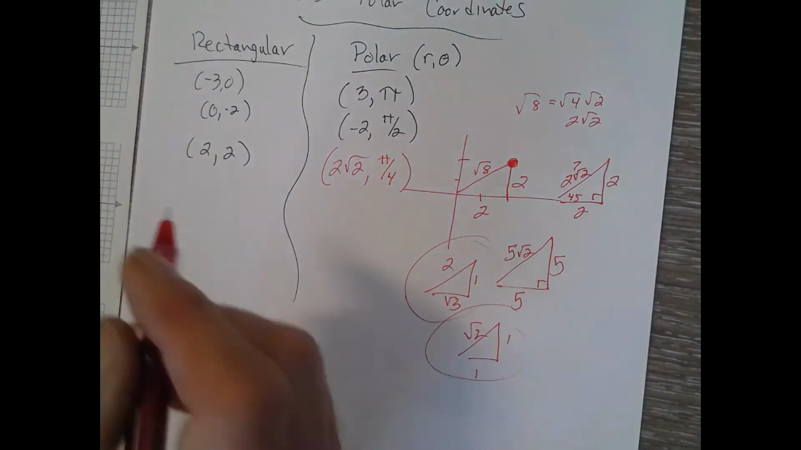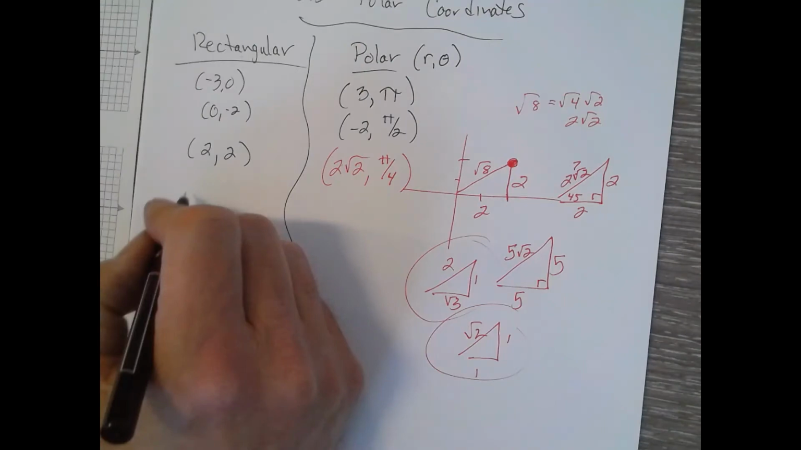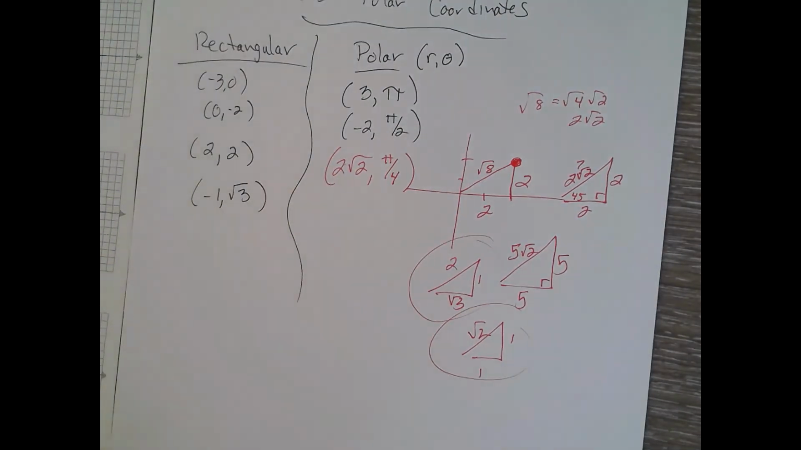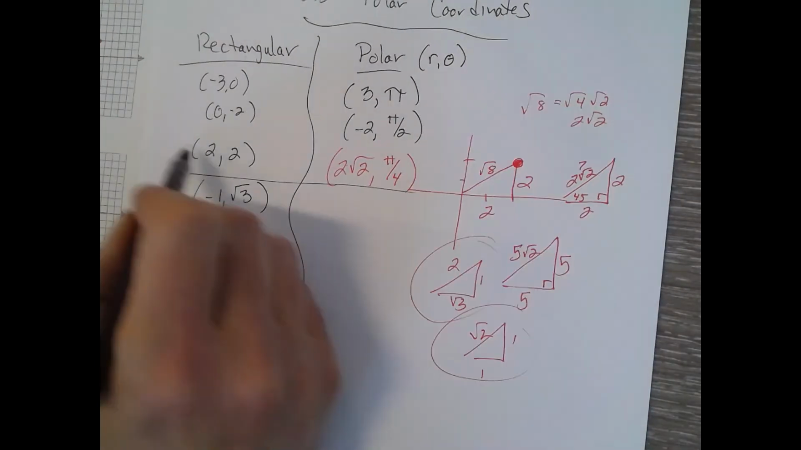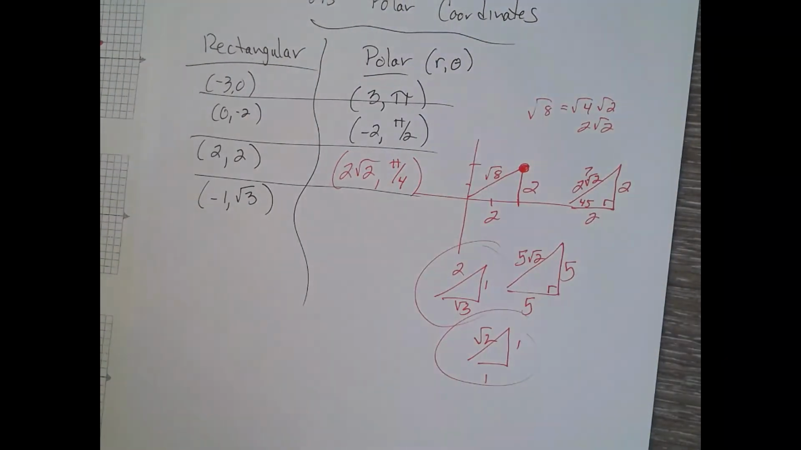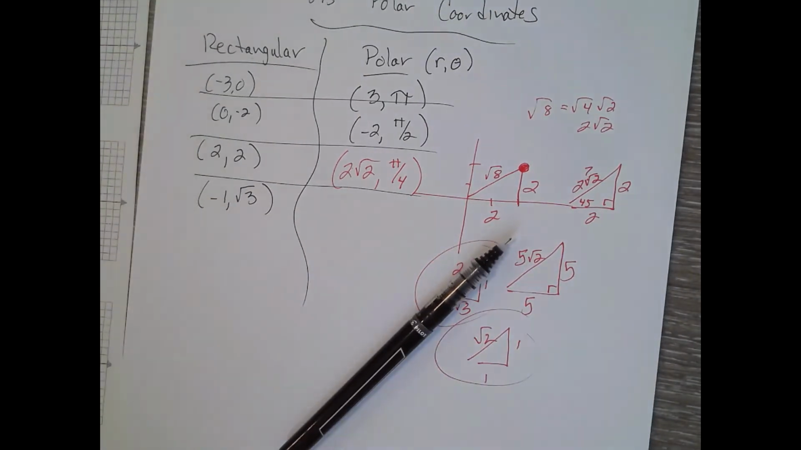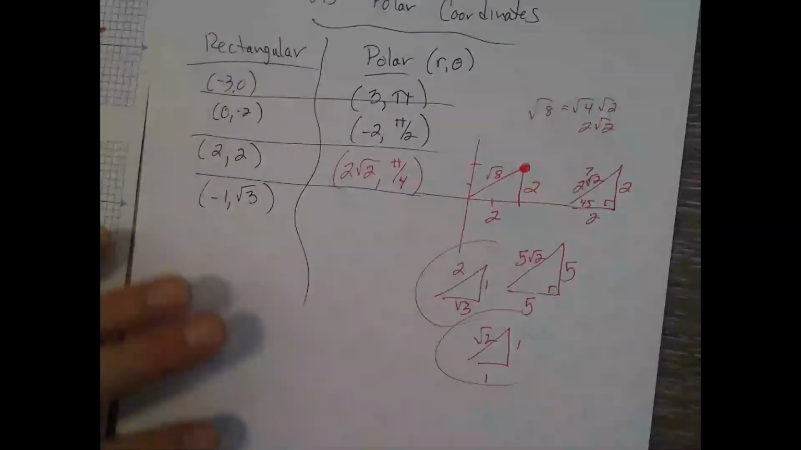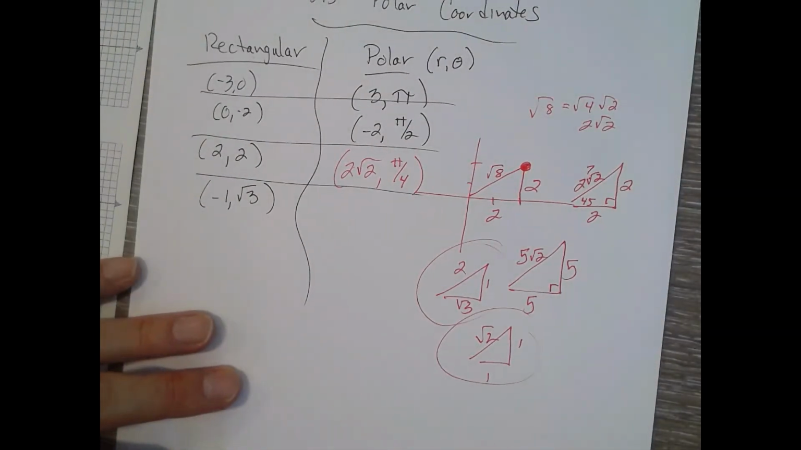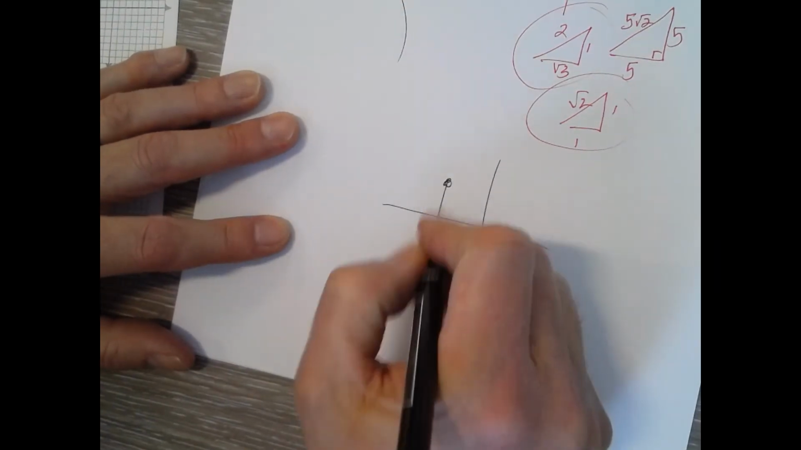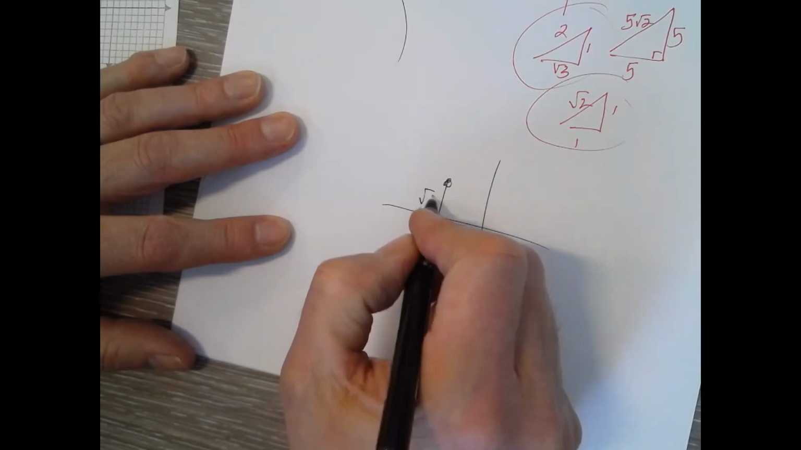All right, last one of these type. Why don't you try -1, comma, square root of 3. That's your rectangular. See if you can figure out what the polar would be. All right, so -1, comma, square root of 3, I'll make a little sketch. So it's right up there. We went left 1, up square root of 3.